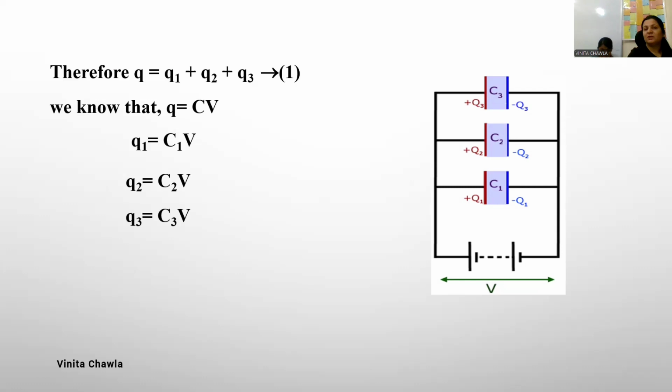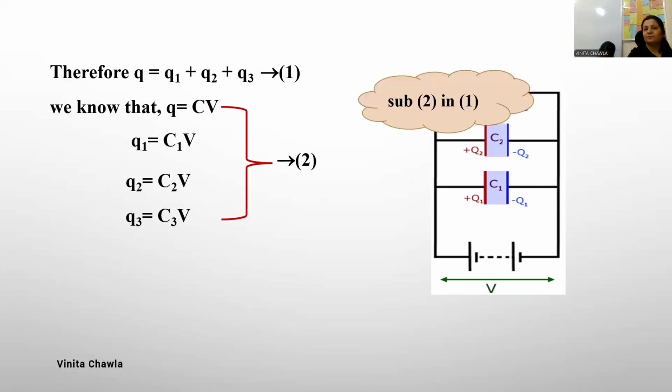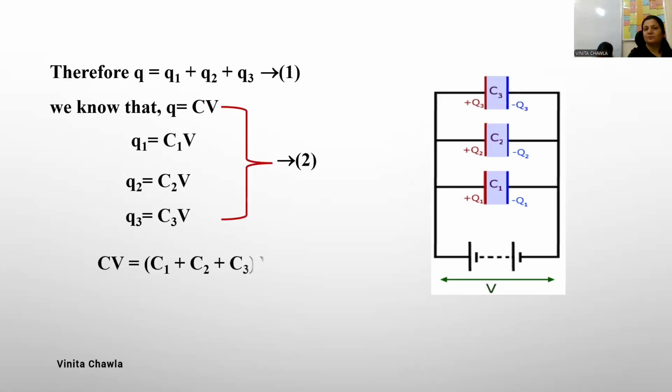Now put these values in the above equation. For Q we write CV, for Q1, C1V, Q2, C2V, Q3, C3V. By putting all these values here, we get C is equal to C1 plus C2 plus C3. So in parallel combination, we simply add the capacitances.